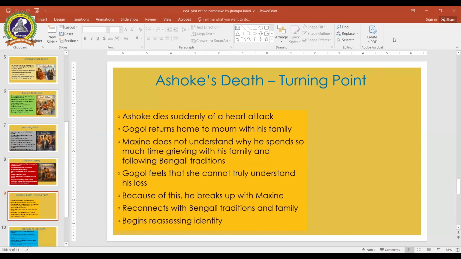Maxine feels sorry for Gogol, but she does not understand why Gogol spends so much time mourning with his family and why Gogol is following Bengali traditions. Gogol also feels that Maxine cannot truly understand his loss, his cultural roots, his cultural background, and because of this misunderstanding, both Gogol and Maxine Ratliff break up.